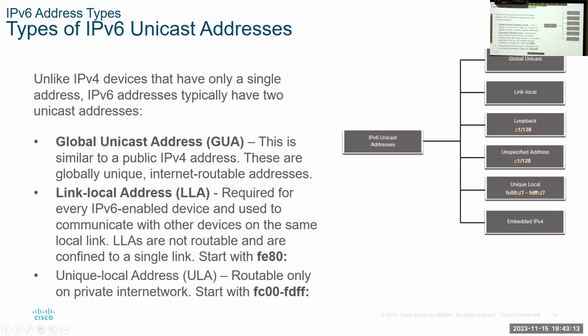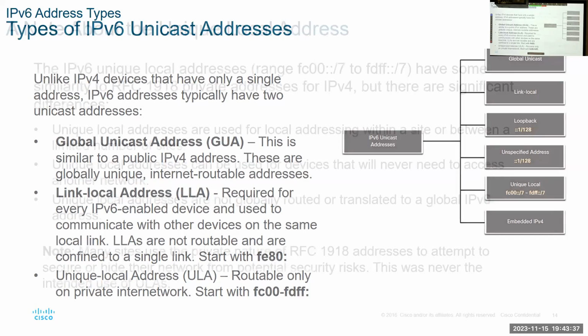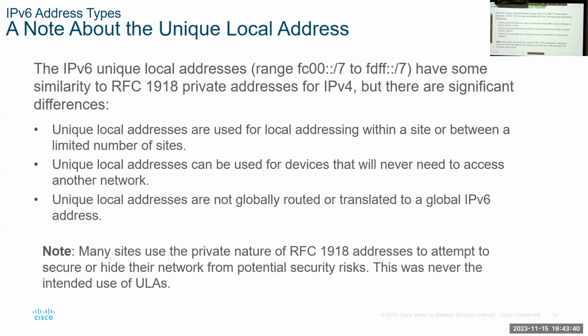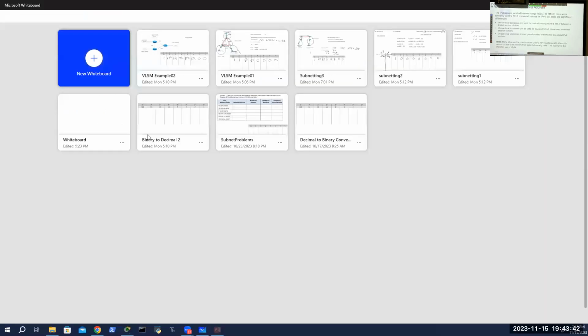And then global unicast really can be just about anything that isn't reserved. Anything besides these, and there's a few other reserved addresses for like multicast. But they have actually only released a very small portion of the global unicast address space, like 2001 and 2002. Okay.